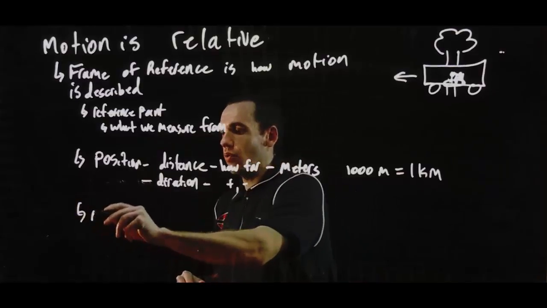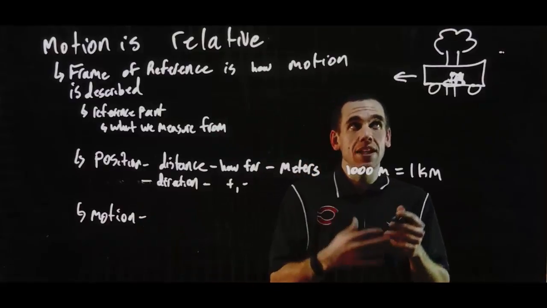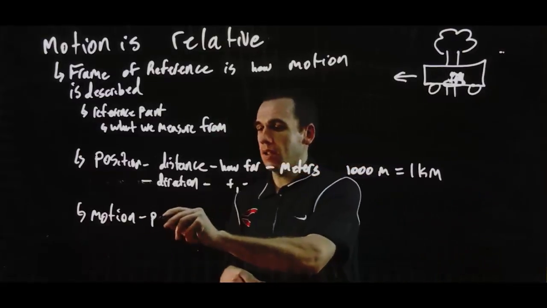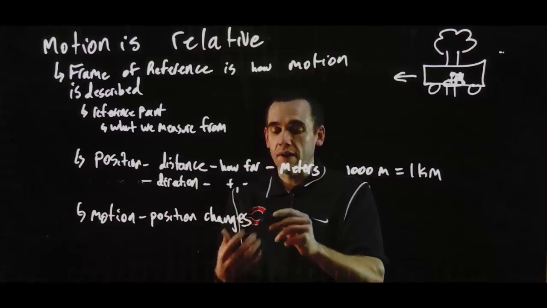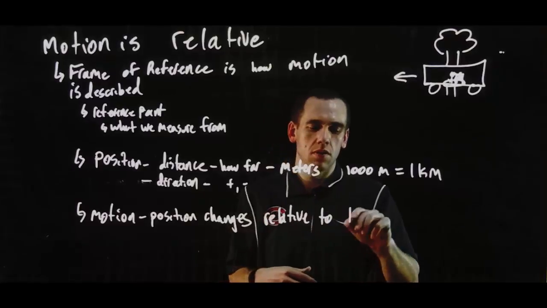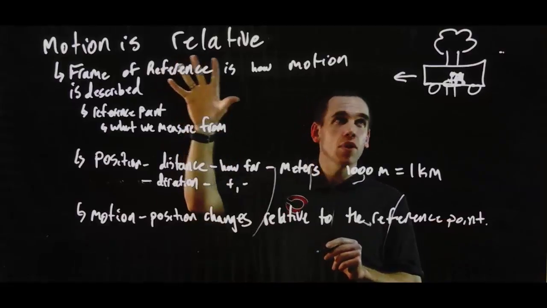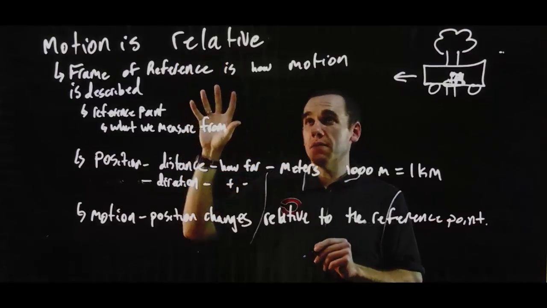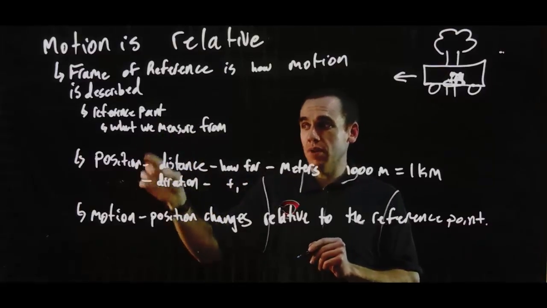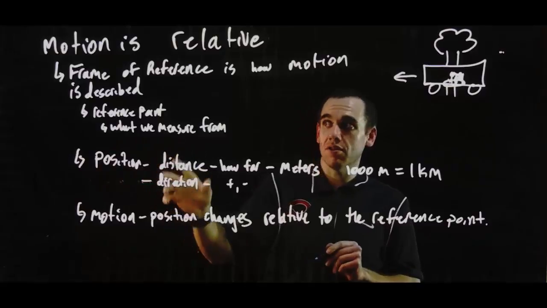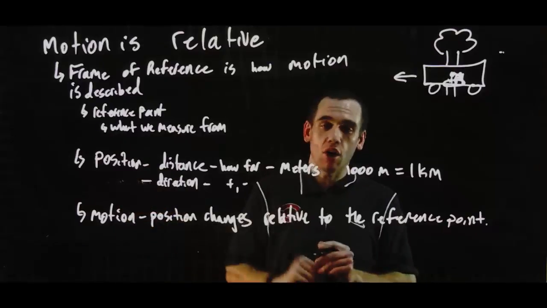And the last thing is, what do I mean if I say I'm in motion? That means our position is changing relative to our reference point. Okay? So motion's relative. We always have to compare it to something else. Our frame of reference is what we're comparing it to. We use a reference point to measure from, and that helps us establish our position, which is our distance and direction from our reference point. And if our position changes relative to that reference point, we are in motion.